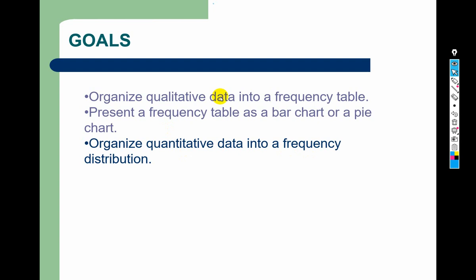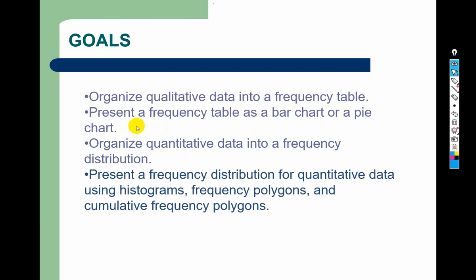So for the qualitative data, we have two graphs mainly. We have a bar chart and we have a pie chart. And for the quantitative data, we have a histogram, we have a polygon, and we have a cumulative frequency polygon. Cumulative frequency polygon, sometimes we say O-GIF.